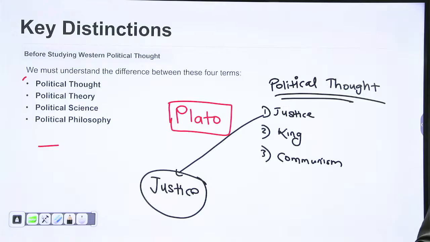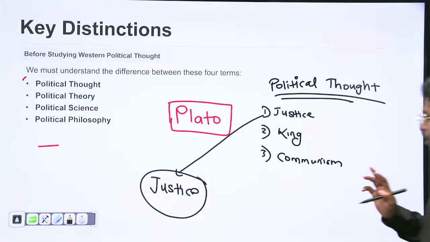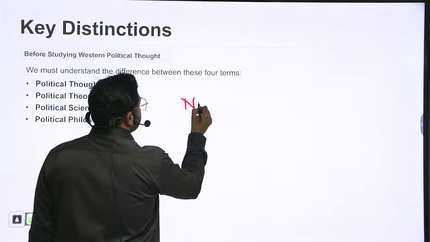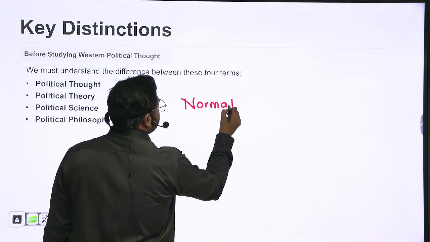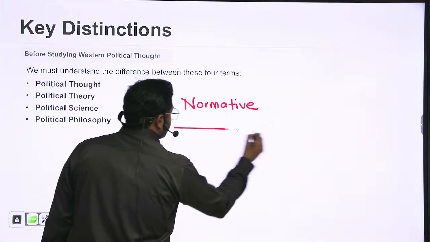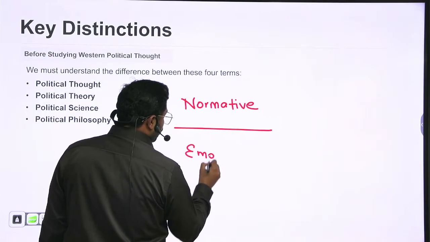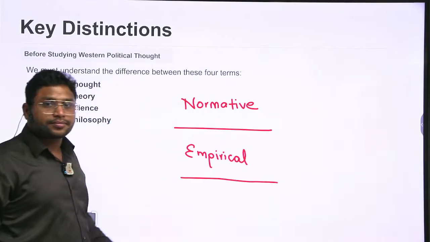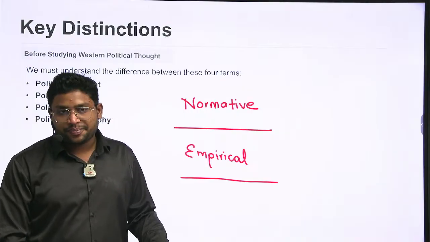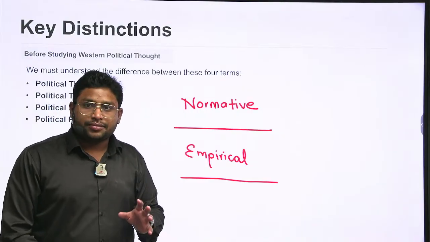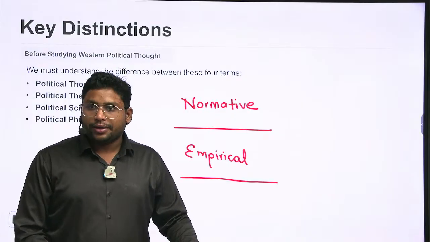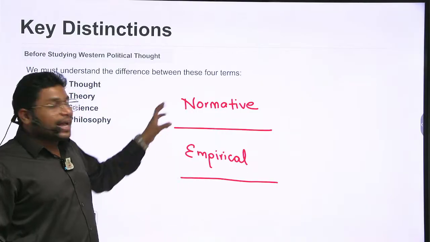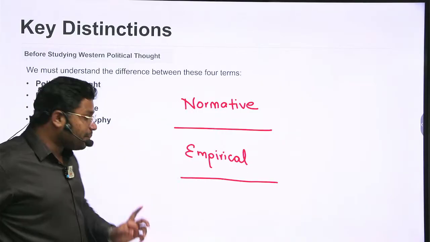Yes, any doubt till now? No? Now you should know two terms. One is called normative, the other one is called empirical. We already discussed empirical last time, right? But let's discuss it again. Normative and empirical. When we study any theory, let's say we are studying democracy, it can have an empirical dimension, it can have a normative dimension. What do I mean by these words?